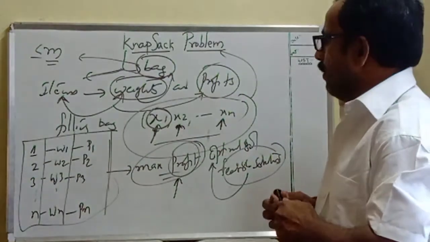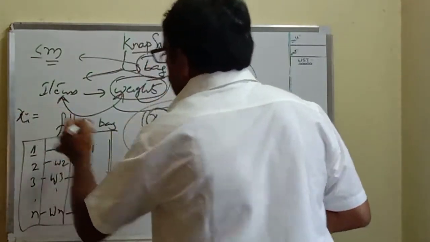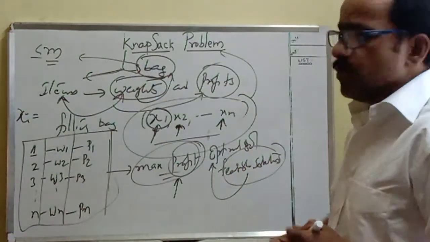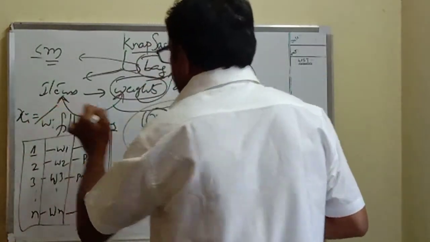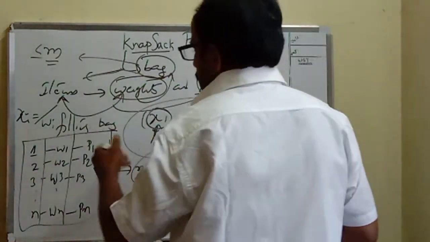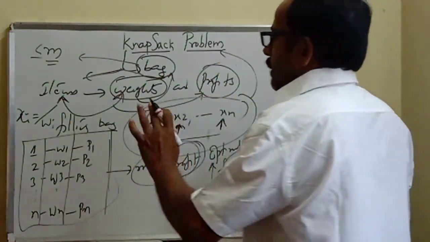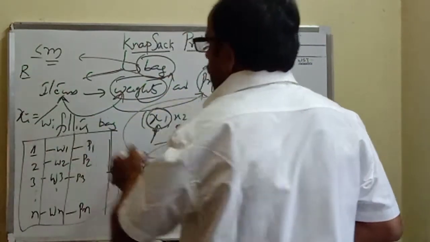I will tell you how we can construct xi. What is xi? Xi is the ith item's solution. So how can you get the ith item's solution? Suppose wi is the weight of the ith item. After placing i minus 1 items, some capacity may remain. Let us assume that the remaining knapsack capacity is R.